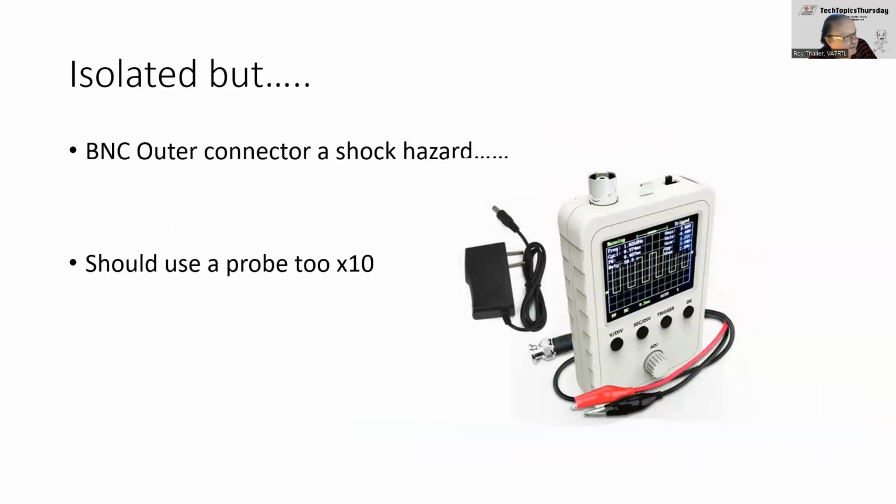One of the things is that some of these handheld scopes can be isolated, but remember that the BNC connector here is one of your signals, and if you happen to touch this, you could get a shock. And also, you should be using a 10 times probe, and we'll look at some of the signals coming from a times 1 and a times 10 probe.